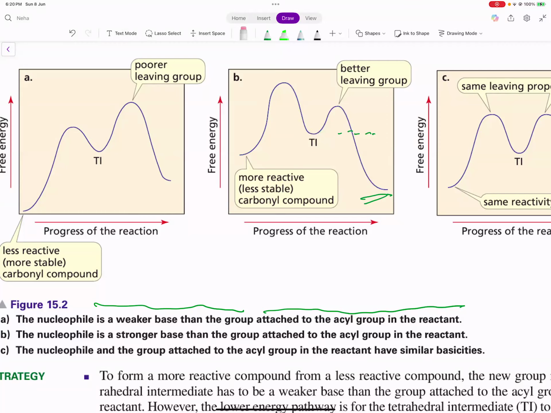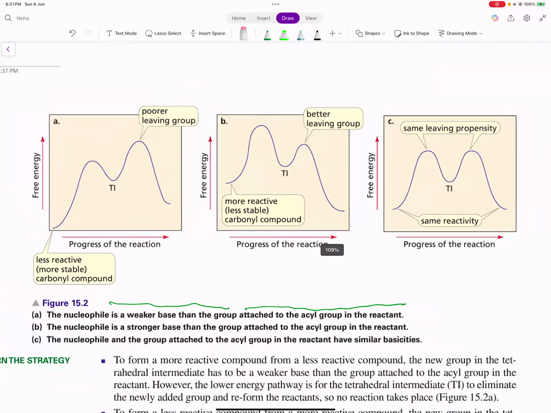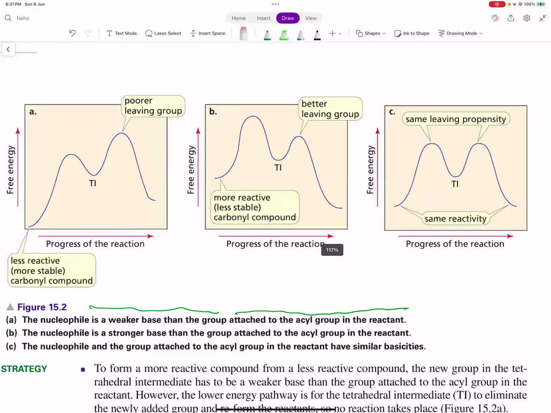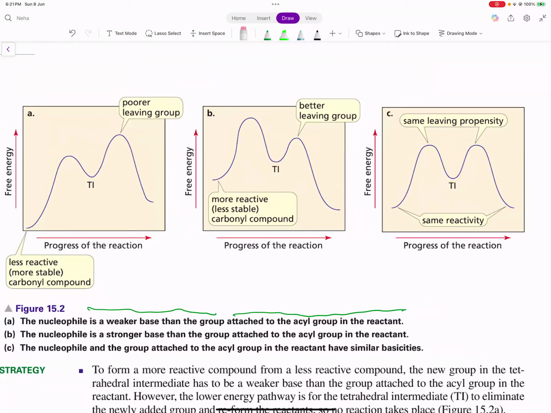So in diagram B, the incoming nucleophile is stronger as compared to the outgoing group. In the first case, the incoming nucleophile is a weaker base. That is why no product is formed, because the second hill which it has to climb is higher. In the third case, the incoming nucleophile and the leaving group are nearly alike, like the ester, and then we are going to get an equilibrium.